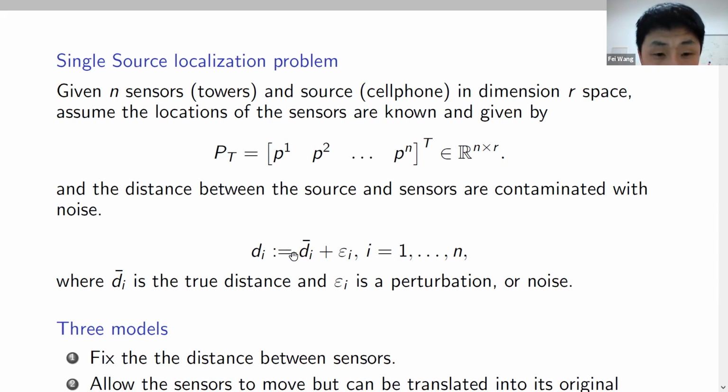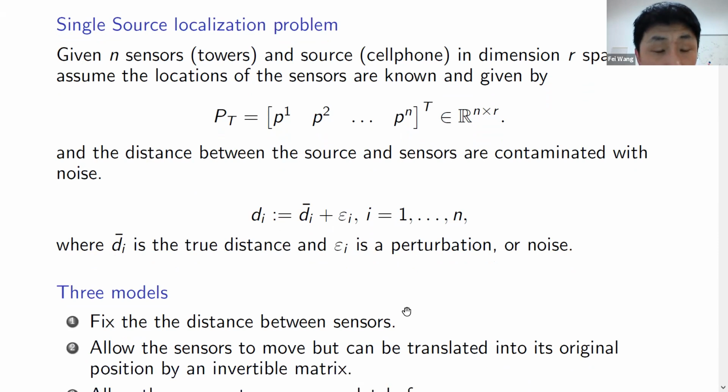So d_i equals d_i bar plus epsilon_i, where d_i bar is the true distance and epsilon_i is the perturbation or noise. Then the problem is to locate the source as accurately as possible, to find the best approximation for the true location of the source, the cell phone.